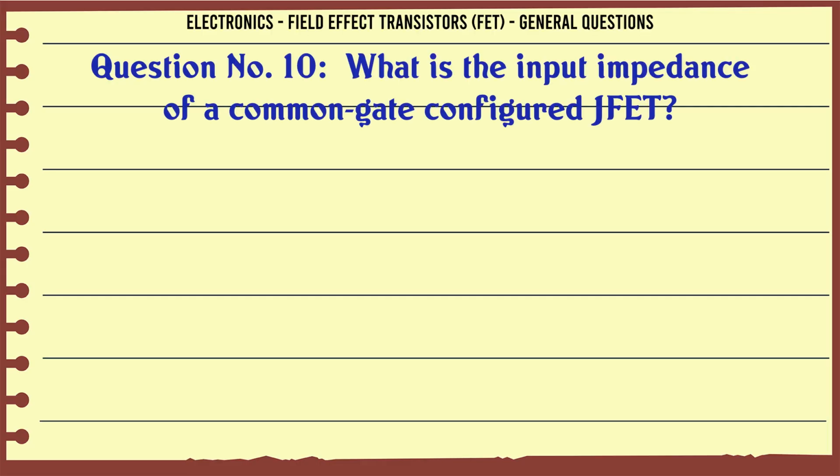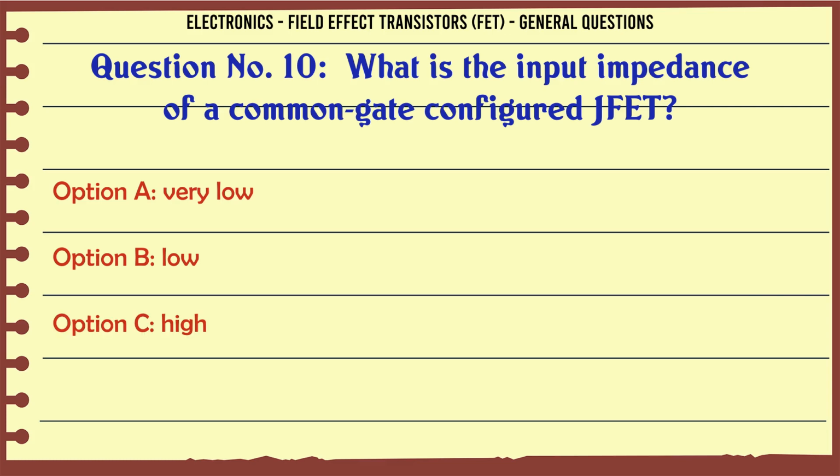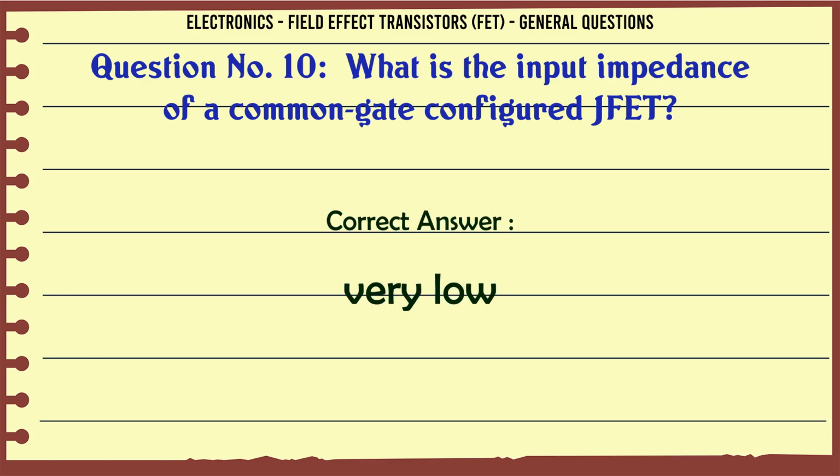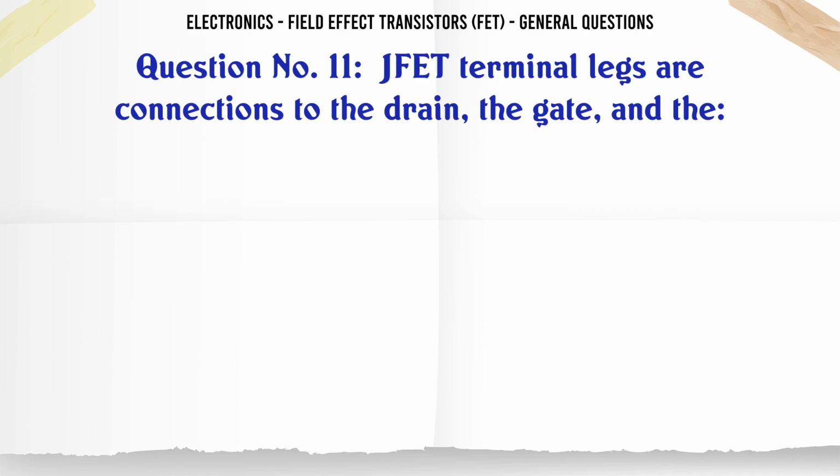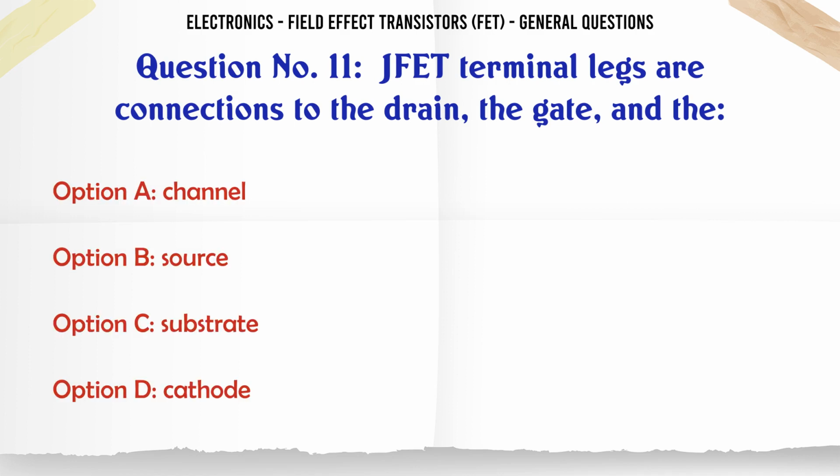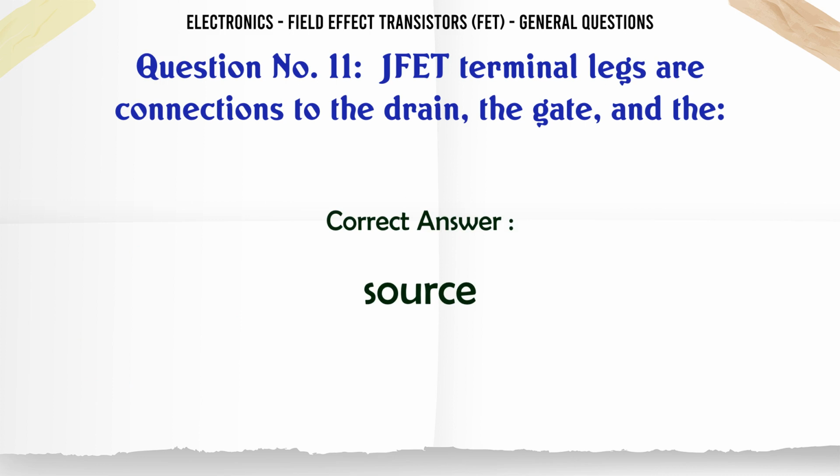What is the input impedance of a common gate configured JFET? A. very low, B. low, C. high, D. very high. The correct answer is very low. JFET terminal legs are connections to the drain, the gate, and the A. channel, B. source, C. substrate, D. cathode. The correct answer is source.